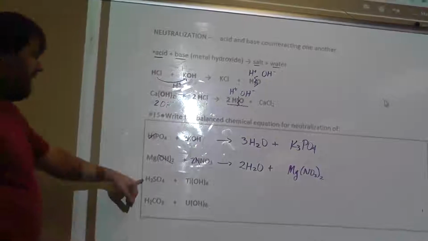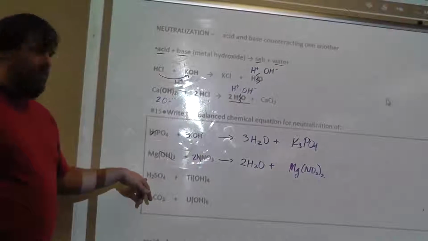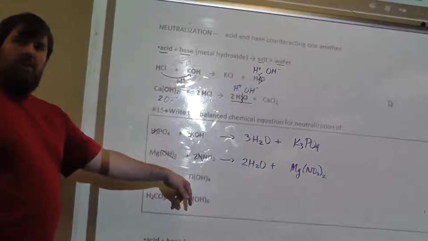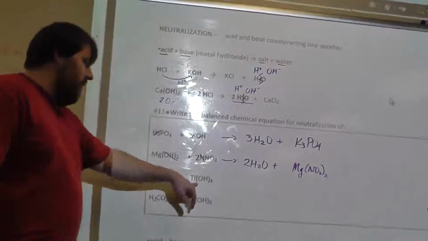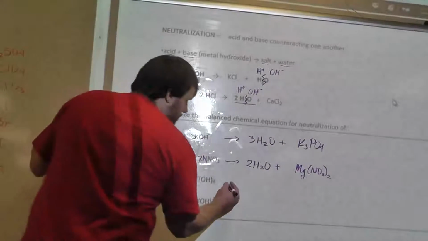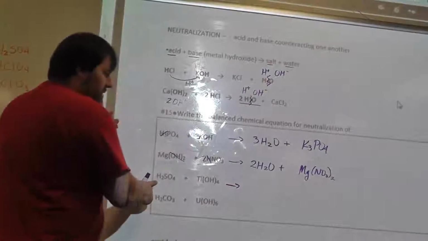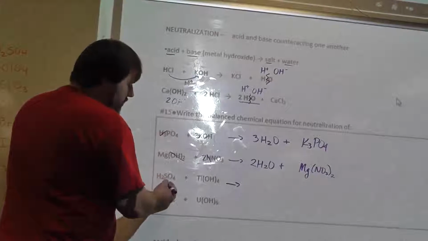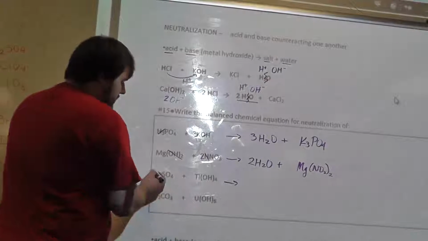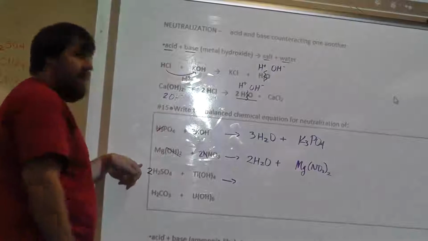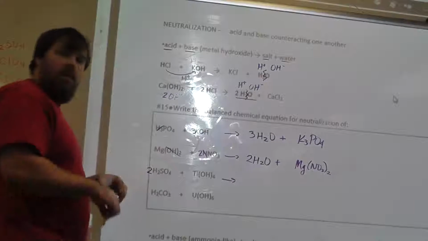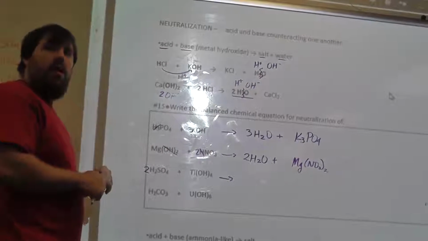Okay, so on this one here, strong acid, weak base. Everyone see that? Strong acid, sulfuric acid, weak base, titanium 4 hydroxide. It's going to be a one-way arrow because of that strong acid. 2 hydrogens, 4 hydroxides. You need a 2 in front of that to get 4 hydrogens. So it only takes 1 strong acid for it to be one way.